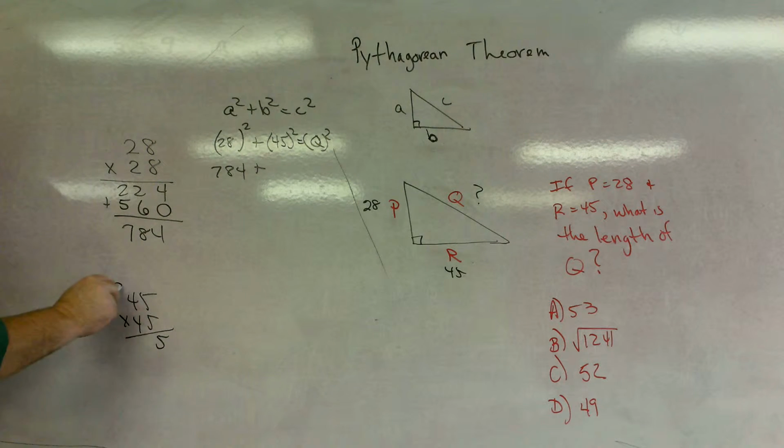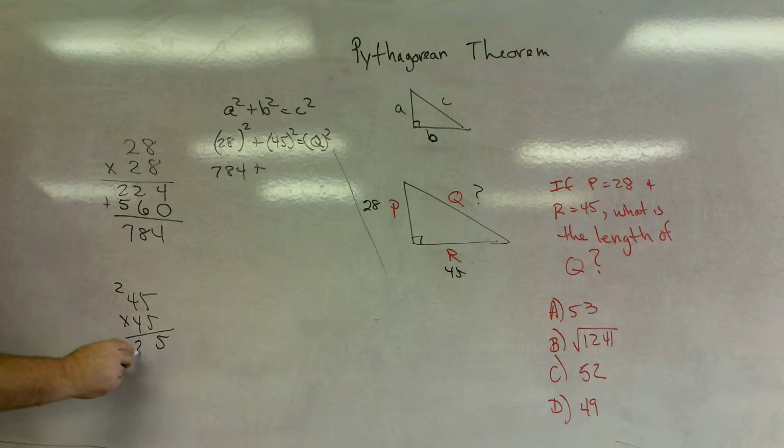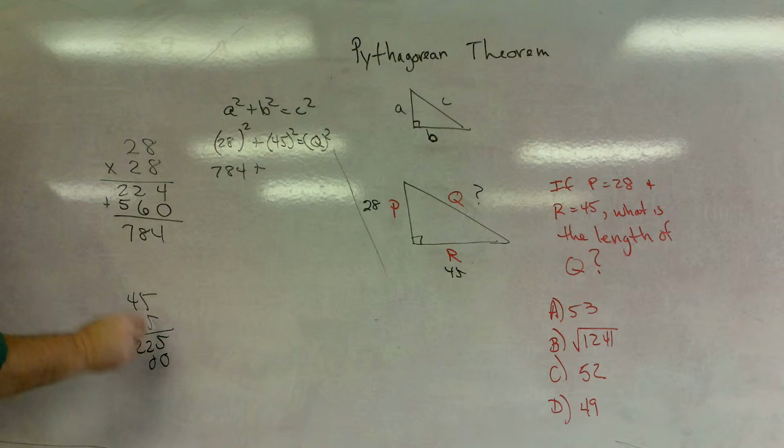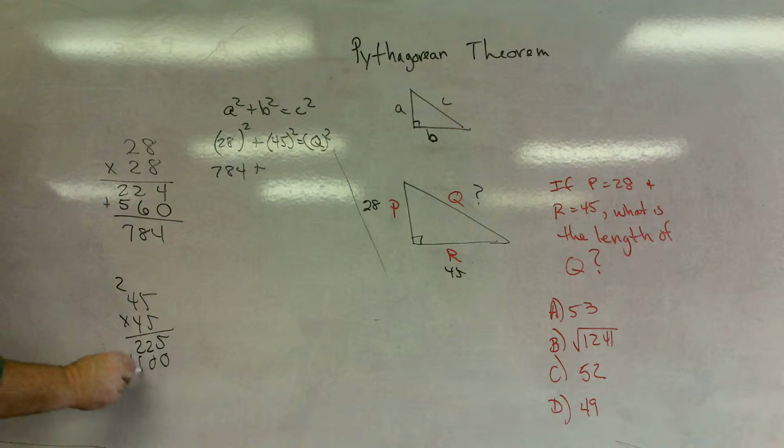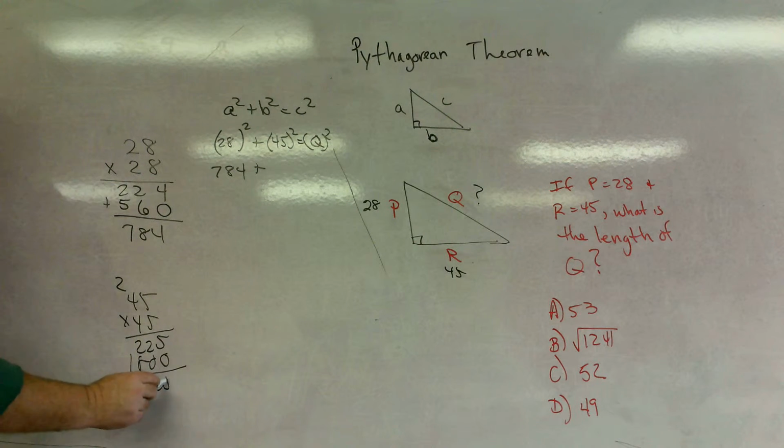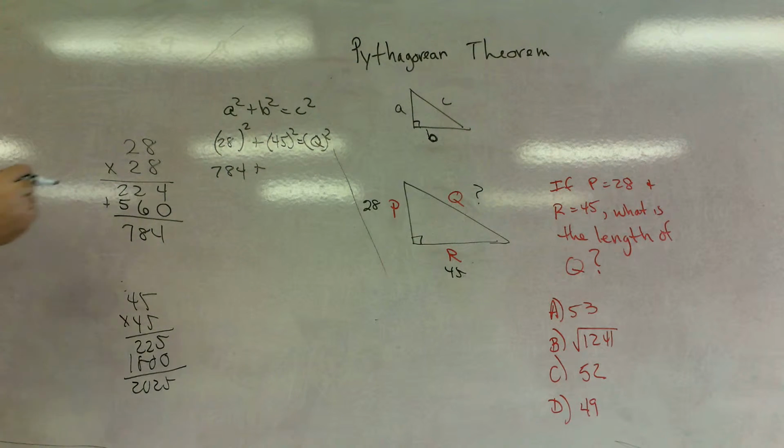So that's 784. And then 45 times 45. 5 times 5 is 25, carry the 2. 20 plus 2 is 22. Put in the 0, 4 times 5 is 20, carry the 2. 16 and 2 is 18. And we get 2025.